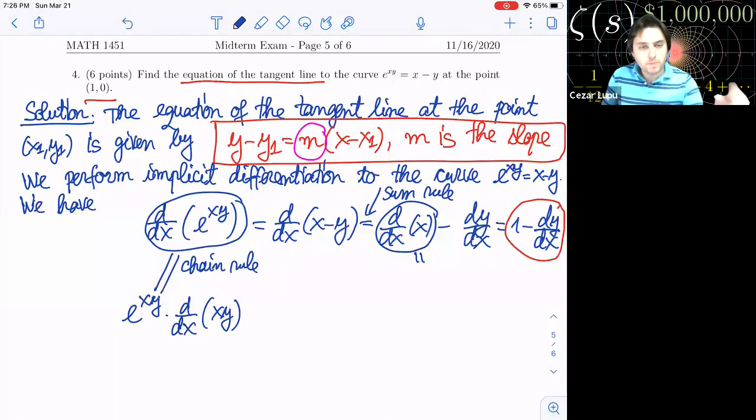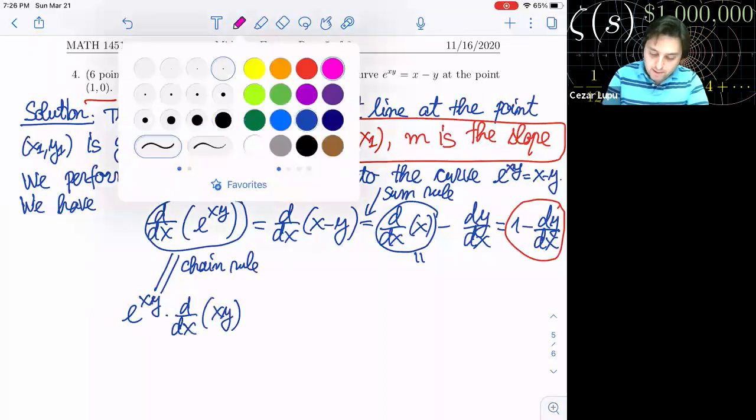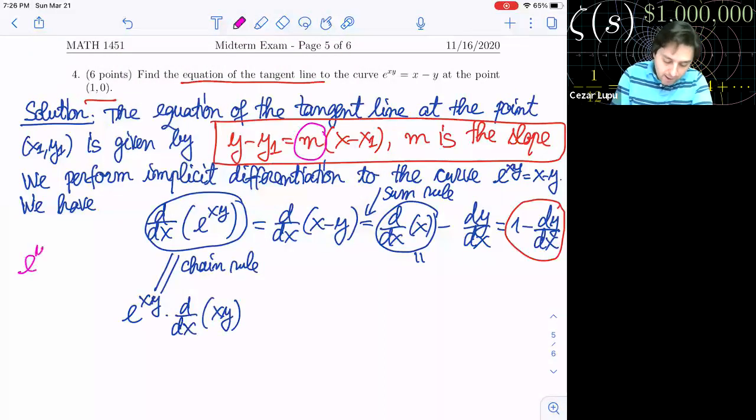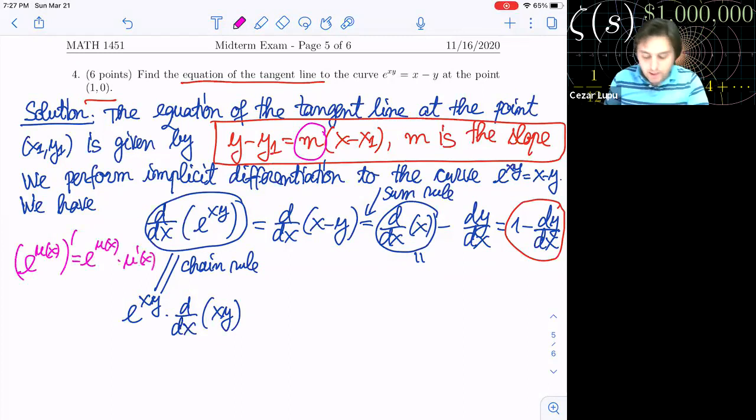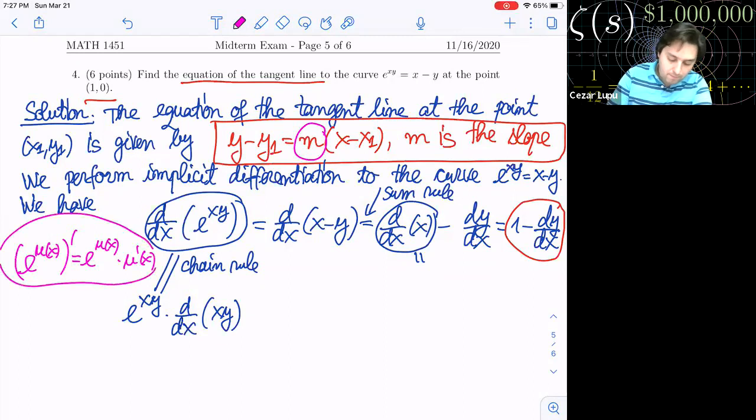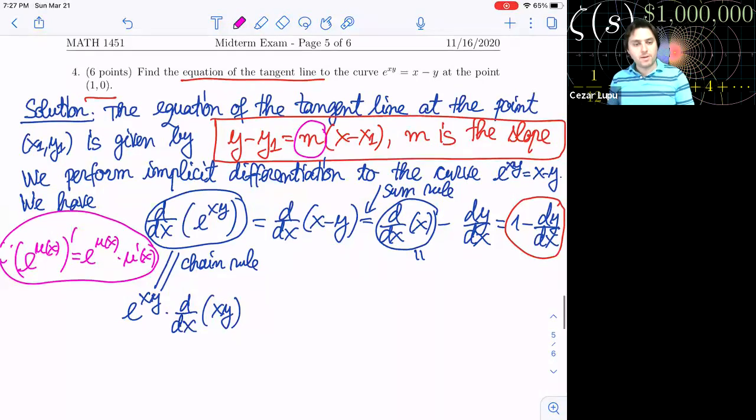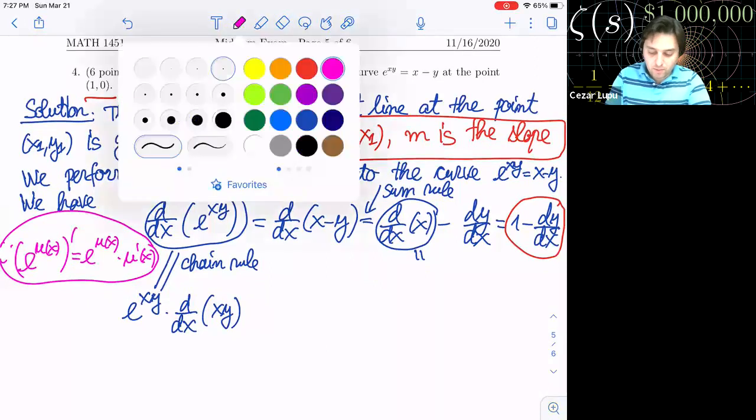Remember, e to the power of a function. Let me write it so that you guys can see it. I'm going to write with pink. e to the power u of x, prime, is e to the power u of x times u prime of x. And in our case, u of x is xy. So that's what we use here. Okay, great.